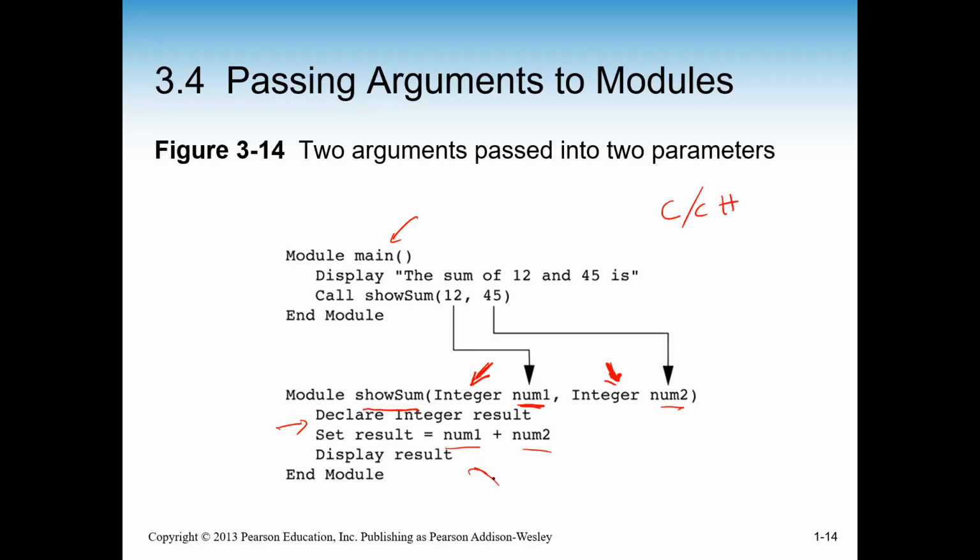Over here on the main, this is the first thing that would execute, right? When we run this program, it would call sum, and notice that it takes these values, 12, and passes that to num1, and 45, and passes that to num2. All right, so you can see that pretty clearly. Any questions about this so far?